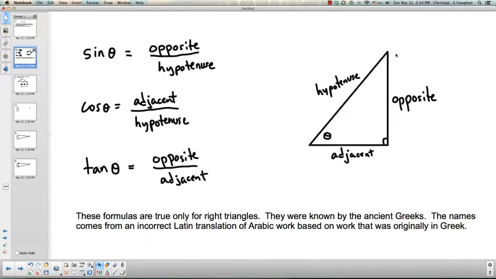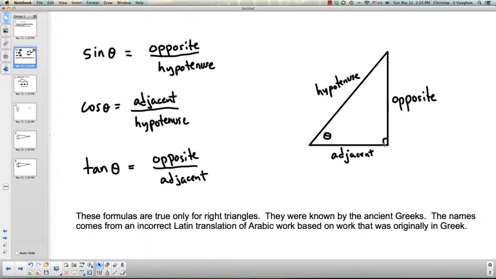Now only right triangles have a hypotenuse, though. The hypotenuse is always the side opposite the right angle. So you see the little square there means that that's a right angle, 90 degrees, and so this is a right triangle. And these formulas for sine and cosine and tangent, the way they're written here, are only true for right triangles. And these formulas were known by the ancient Greeks, and the names sine and cosine and tangent come from incorrect Latin translations during the Renaissance of an Arabic work that was originally based on the original Greek work.